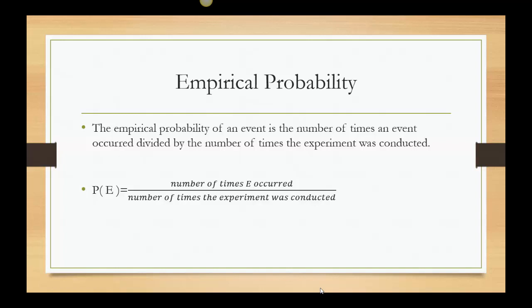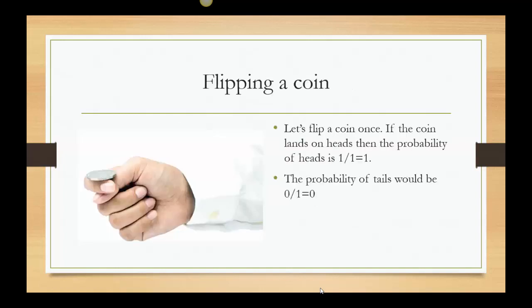So when I now find the P of E, which is the probability of E, I look at the number of times E occurred, so it's like N of E, over the number of times the experiment was conducted. So let's take an example, and we're going to work through this example a while. Let's flip a coin once. If the coin lands on heads, then the probability of heads is 1 over 1, which is 1. So if I got heads by flipping a coin once, then what would be the probability of getting tails? It would have been 0.